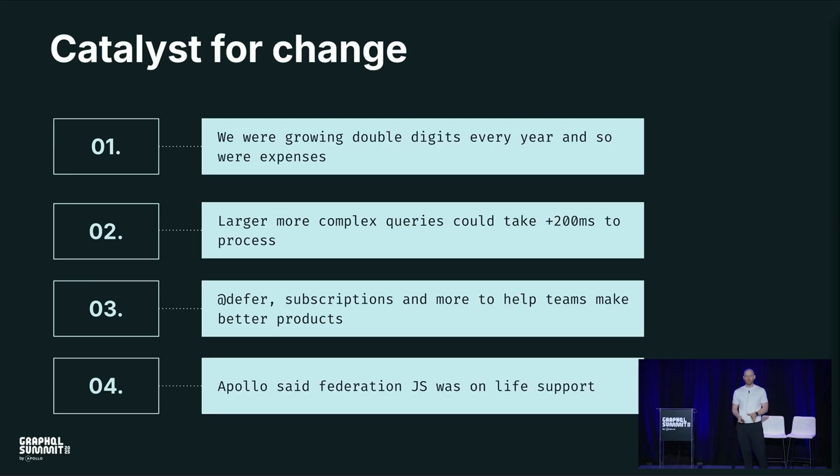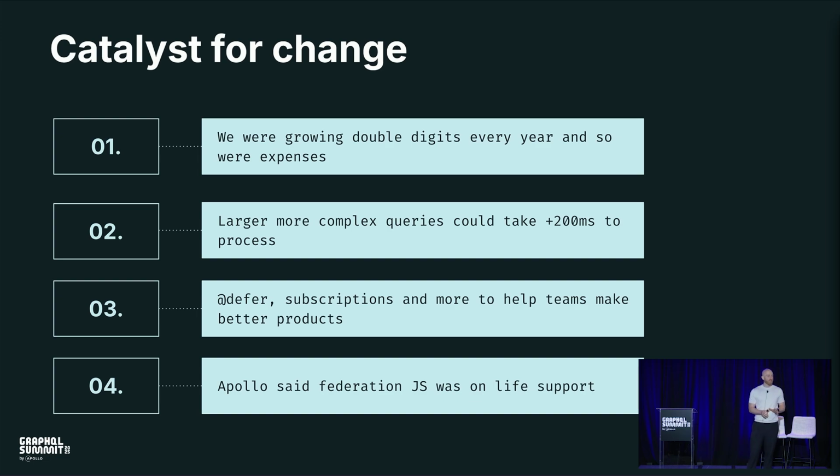Now, these are problems, and problems aren't always necessarily a catalyst for change. So I'd like to highlight the things that were specifically why we said we need to move away from the Node.js version of Federation. So first, we were growing double digits every year. When we started Federation, built the first version out, we were doing sub-billion requests per day. And that was just a couple of years ago. So we've grown over 12x in size.